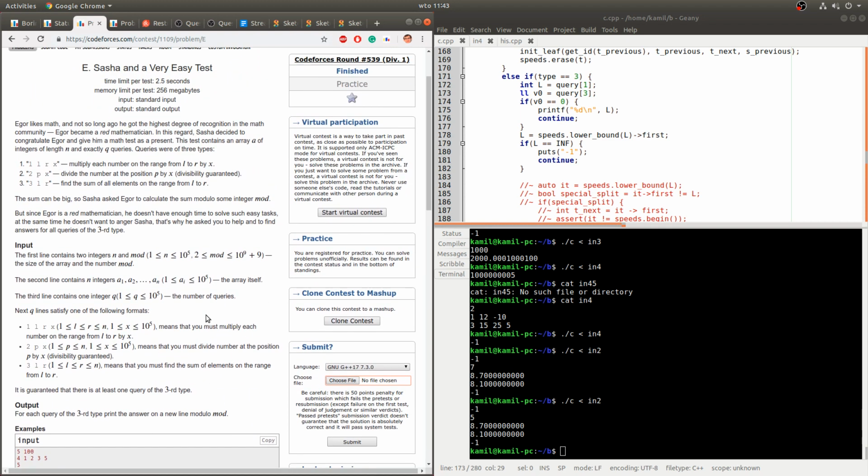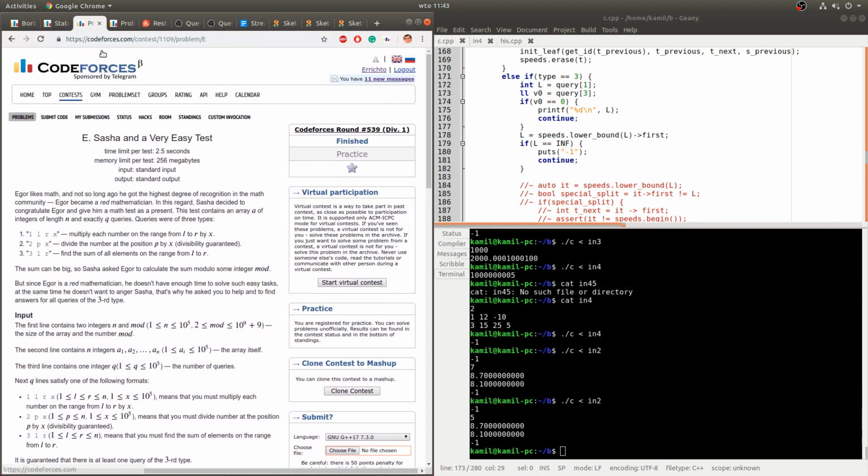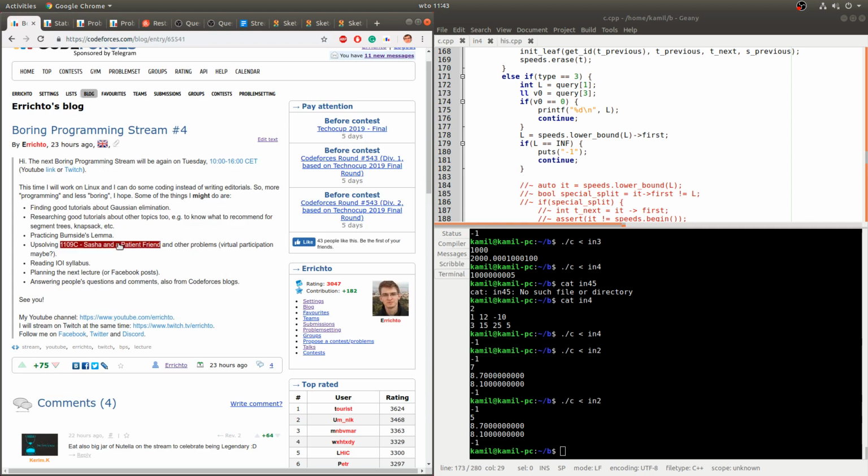And it's also data structure related. Okay, so the first point from my list is done. Maybe not the first one, but one of the points. This one. Then I wanted to find good tutorials about Gaussian elimination. I think I will do that now. Just let me turn the camera on.